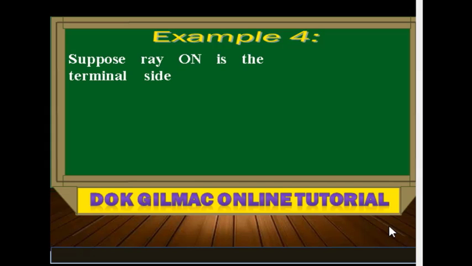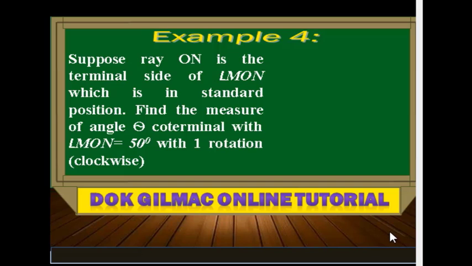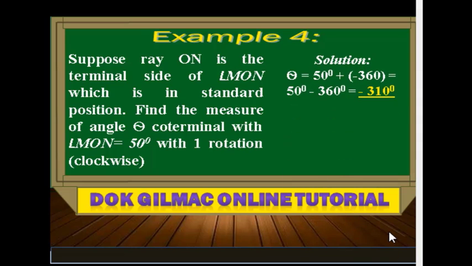Example number 4. Suppose ray ON is the terminal side of angle MON which is in standard position. Find the measure of angle theta coterminal with angle MON which is equal to 50 degrees with 1 rotation clockwise. Since it's a clockwise direction, we subtract 360 from 50. So 50 minus 360 is negative 310.